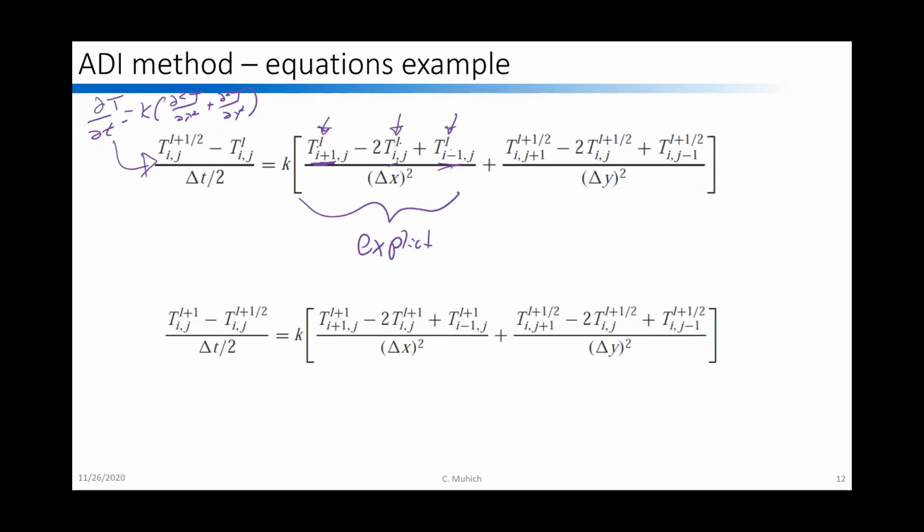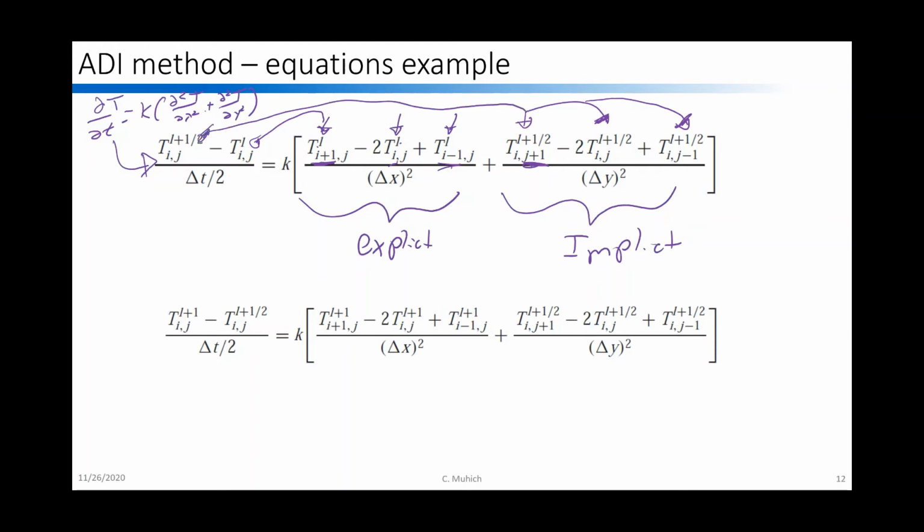Now I'm going to bring in my implicit part in the y direction. So note here, my y direction is changing, so i is the same, but I have j plus 1, j, and j minus 1. But my time step is all L plus 1/2. Okay, so the x matches here, and the y's match here.